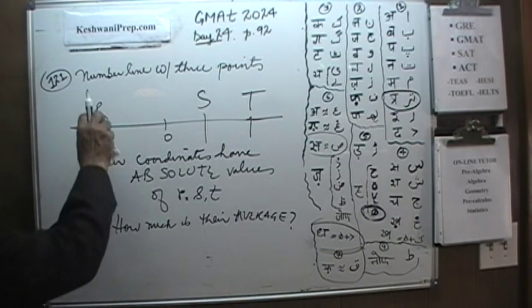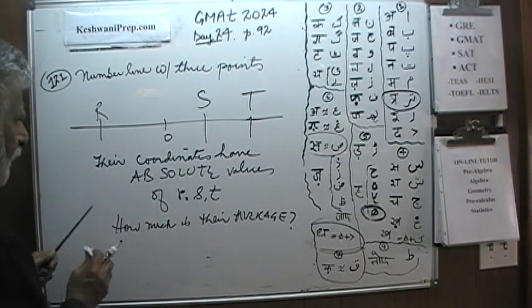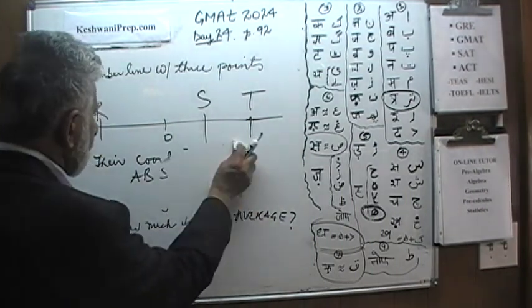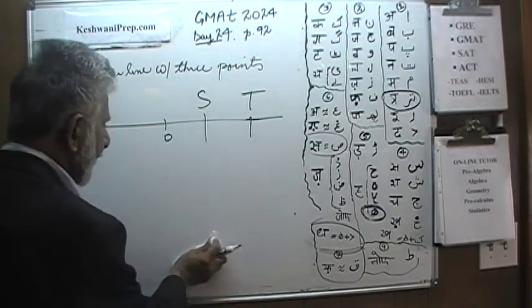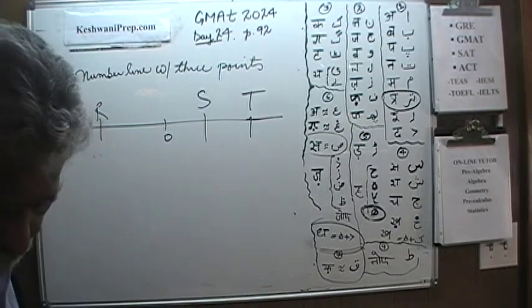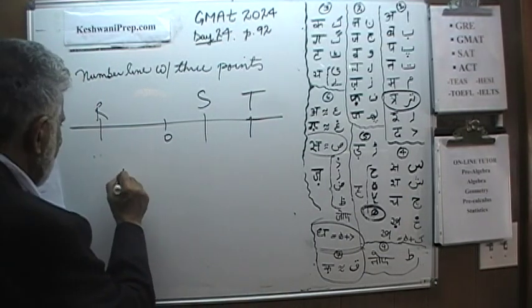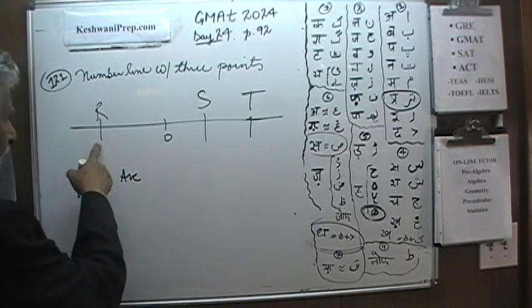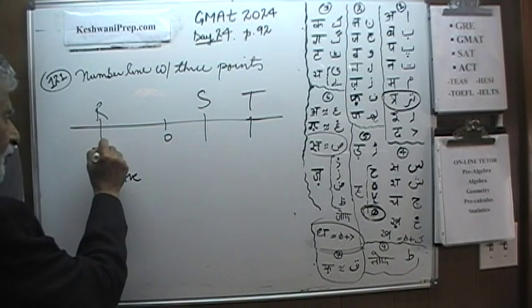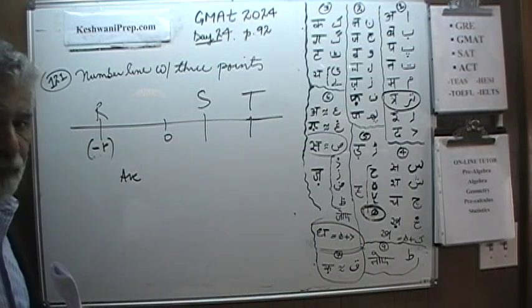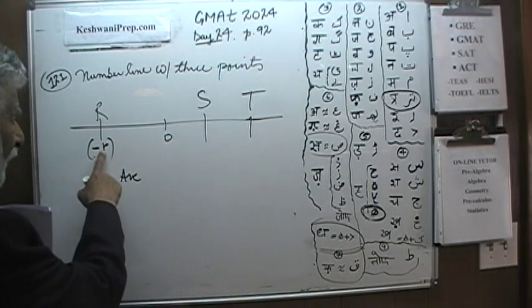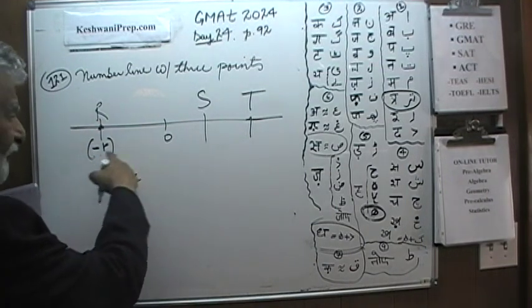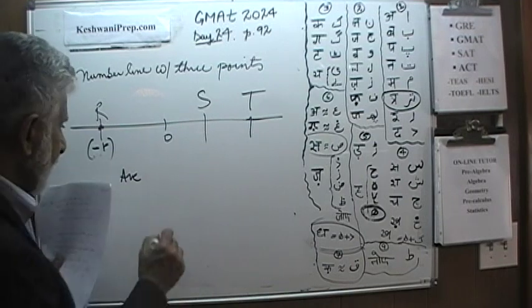Well, here we go. Let's do it on the bottom here. Remember, these are absolute values. So if you were to take their average, the coordinate, the value right here is actually negative r, because what we were given were the absolute values. This is the absolute value, therefore the coordinate of this guy is negative r, because it's on the left hand side of the zero. That's all it is. That's the only trick here.